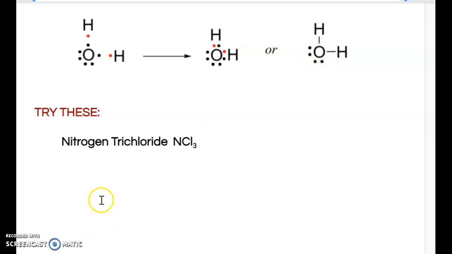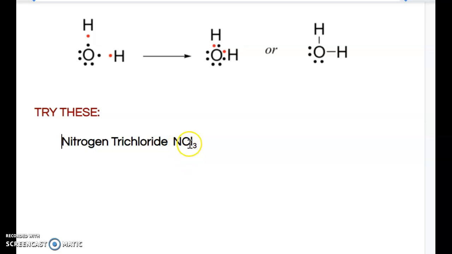Okay, I want to just go over quickly how we go about drawing these Lewis dot diagrams, because there's a couple rules that you're going to need to remember. The first one is nitrogen trichloride that I want to do. We're going to learn about the nomenclature and why we name it tri, but right now, just know that it's nitrogen trichloride.